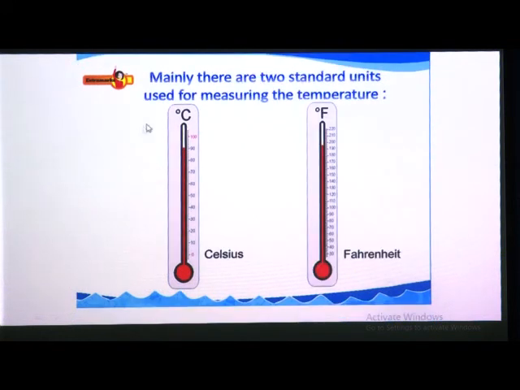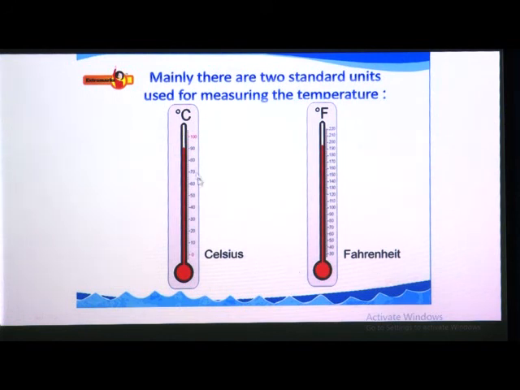Celsius. Now, mainly there are two standard units, as I already told, degree Celsius and degree Fahrenheit, used for measuring temperature. Here we have Celsius, where, as already explained, 100 degrees is the boiling point of water and 0 degrees is the freezing point of water. Now, we will learn about Fahrenheit, which is the second unit used to measure temperature. Here we have very small divisions, divided into equal parts. Here we have 30, 40, 50, 60, 70, 80 and so on till 220. We will see the relation between degrees Celsius and Fahrenheit after some time.